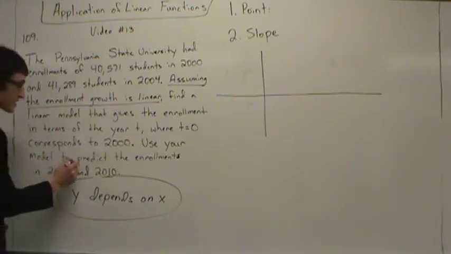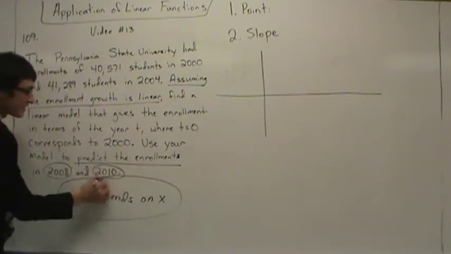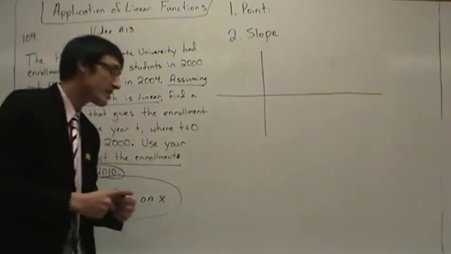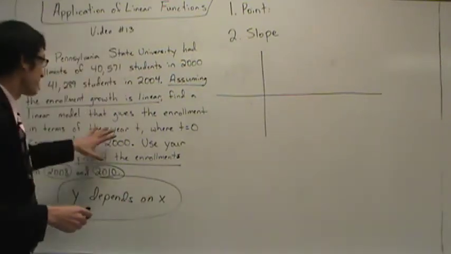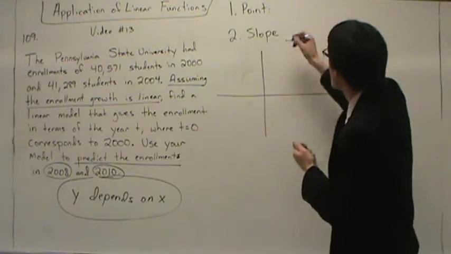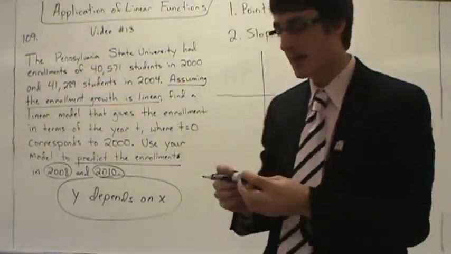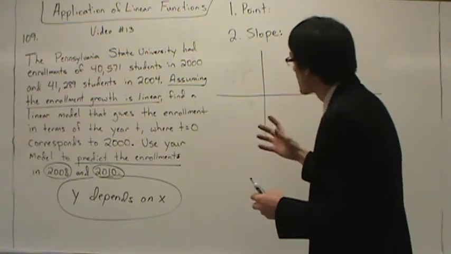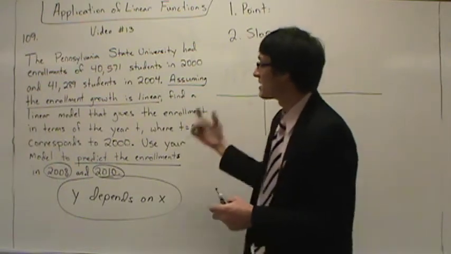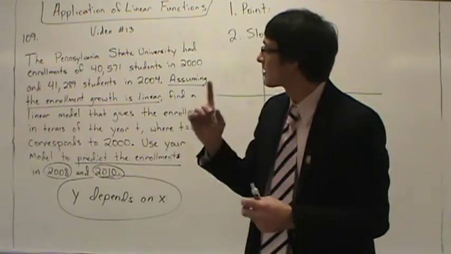I want you to notice we want to predict what the enrollments were in 2008 and 2010. Before we get to the prediction, we first have to find a point and a slope so that we can graph not only the measurements but also our model, and then, by using an equation, figure out what our predictions are. But before we start, a couple of things.